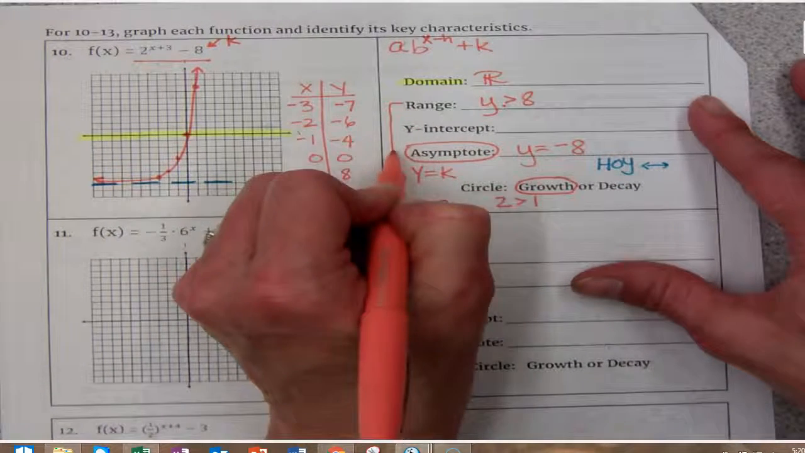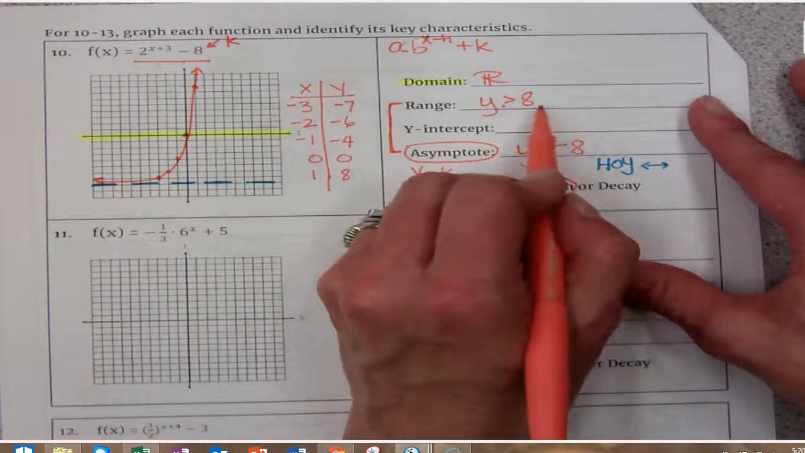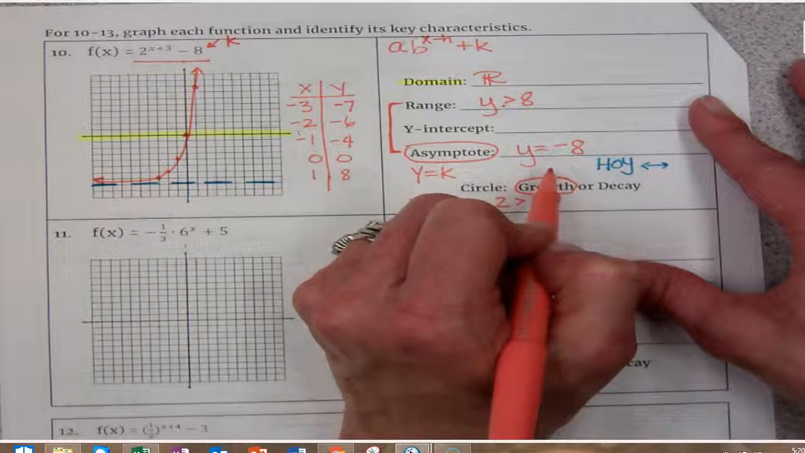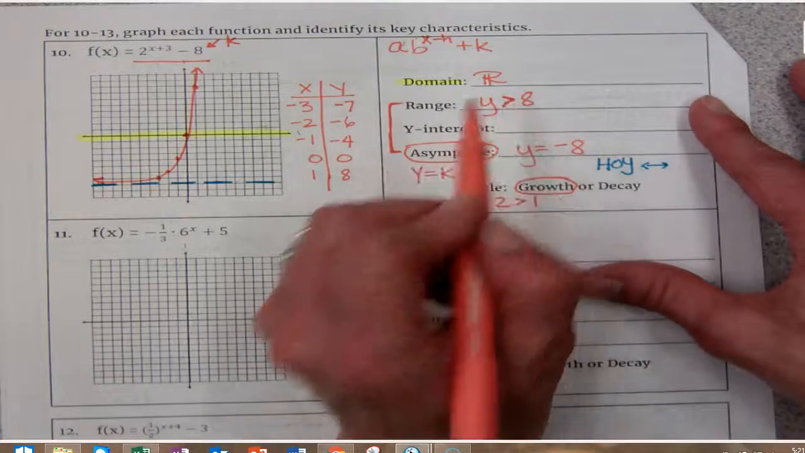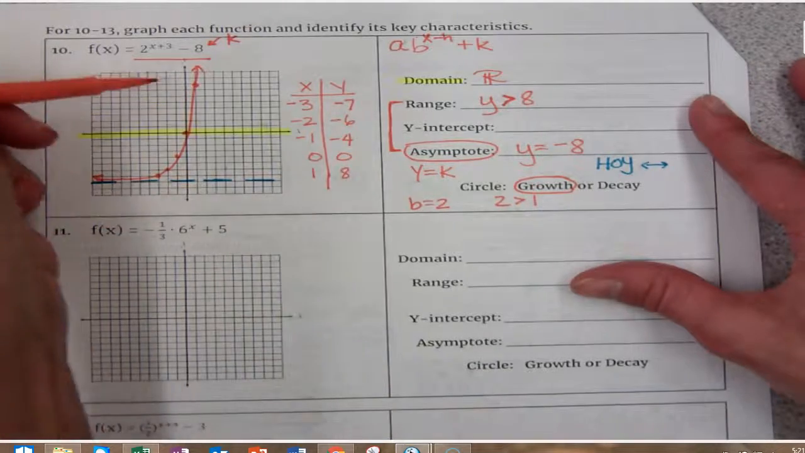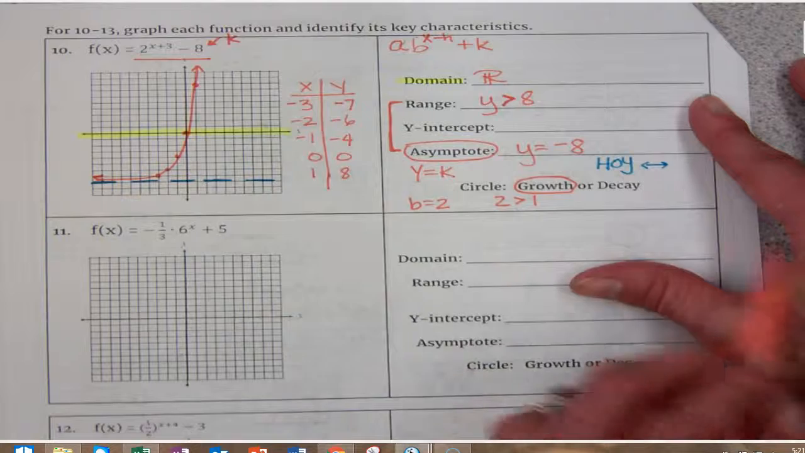And notice these are always going to be the same. The number for your range will always match the number of your asymptote. Okay, if you're going to get it right, that's what's going to happen. Just keep in mind, sometimes it's going to be greater, sometimes it's going to be less than. But if it's above, y is greater. And we'll talk about it when it's below.